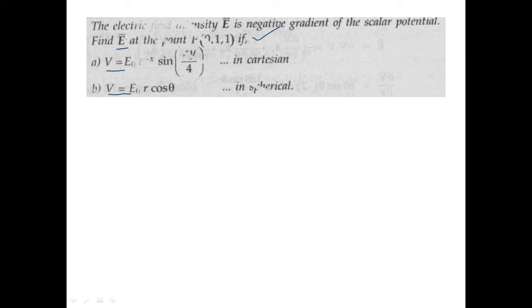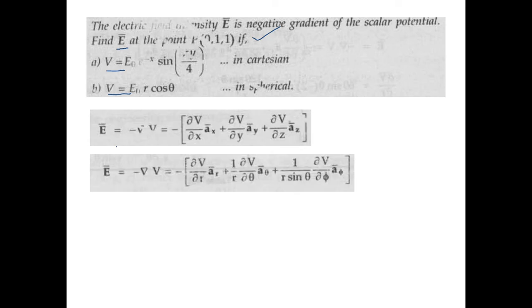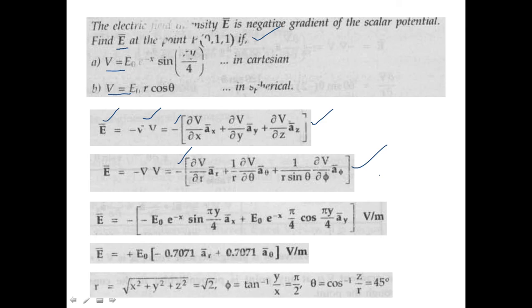You have to calculate E vector when the potential is given. We know that E, the electric field intensity, is the negative gradient of V. The gradient formulas I gave you in the first module when we discussed in class. Just apply those formulas here with a negative sign. Don't forget to put this negative sign because it is a negative gradient. So you just have to find dou by dou x. You know better than me, that is differentiation. Just find the differentiation and get the answer.